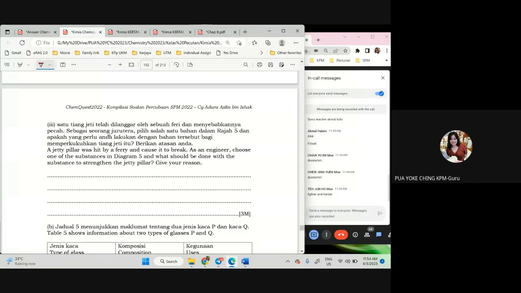Okay. As an engineer, choose one of the substance in diagram 5. So, point 1. Pilih dalam diagram 5 mana satu. And then, what should be done? Apa yang you kena buat dengan material tersebut and then give your reason. Okay, kita cuba buat soalan ini.